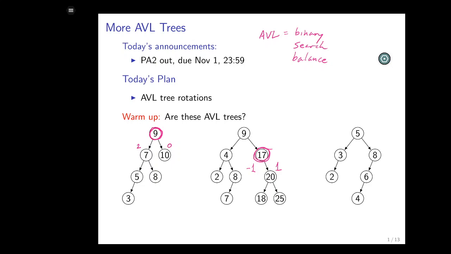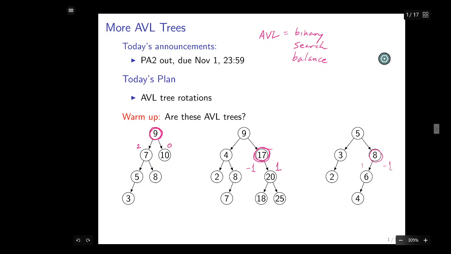What about the third tree? No? Doesn't it have to be the case that one of them's an AVL tree? So what's wrong with the third tree? 8 is out of balance. Again, it's got one child that has a height of 1, and another child which has a height of minus 1, and so it's out of balance.